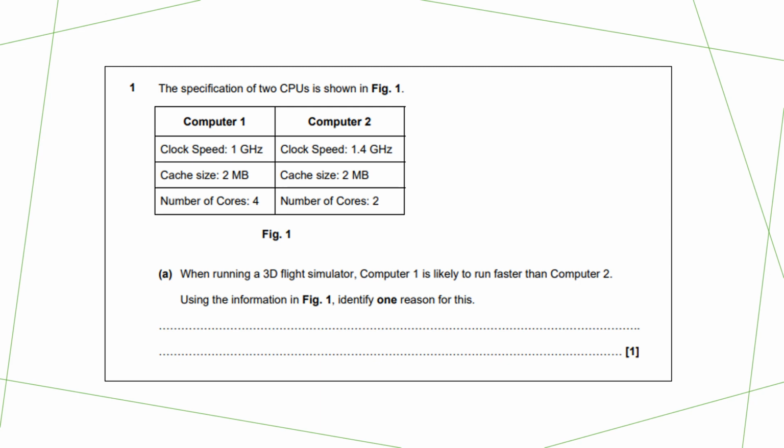So the question says, when running a 3D flight simulator, computer 1 is more likely to run faster than computer 2. Using the information in figure 1, identify one reason for this. So the question is asking you to identify why computer 1 would run faster than computer 2. It is only an identify question, so it doesn't really require an explanation. So when you're ready, have a go at writing out your answer. You can just do it on a piece of paper. Make sure you clearly put 1A, so when you're checking your marks, you know which one you are referring to.